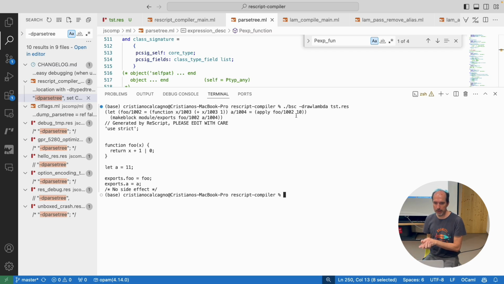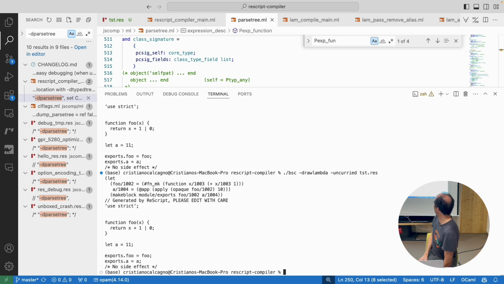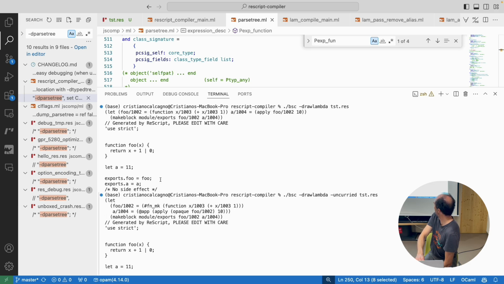The backend takes this lambda, applies some transformation, and then generates the code in the end. In the case of uncurried, I'm not sure there is much difference, so let's see. Yeah, there are a few wrappers. This is probably to protect the function so that it's not treated as curried, and some opaque and some application. So in general, with uncurried, things look a little bit more complicated.